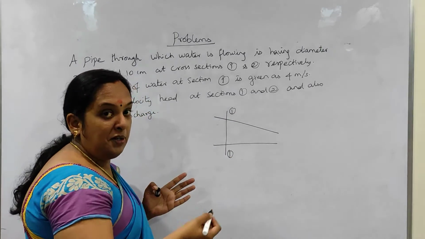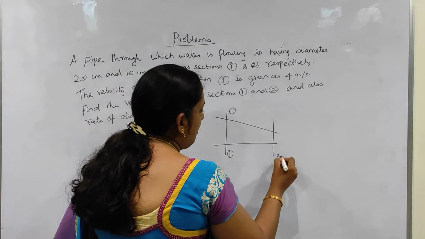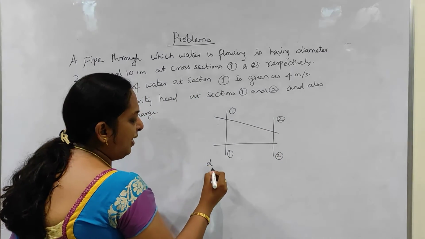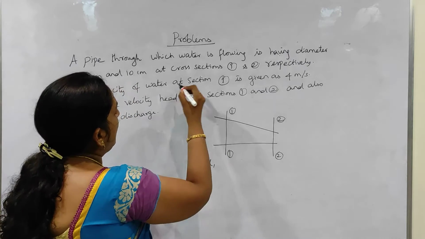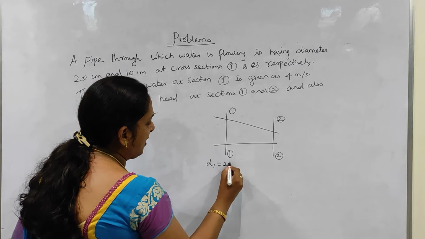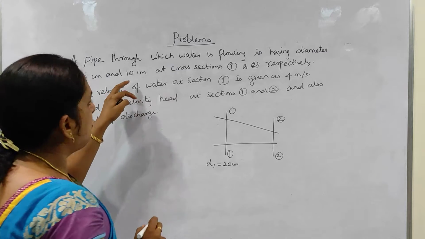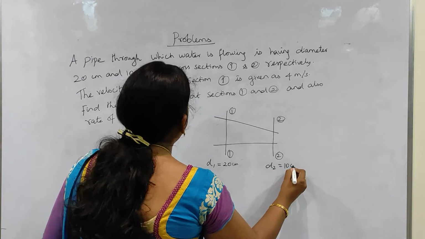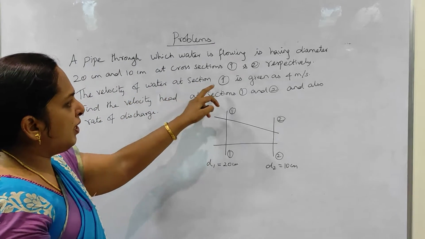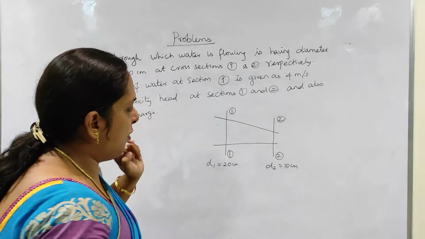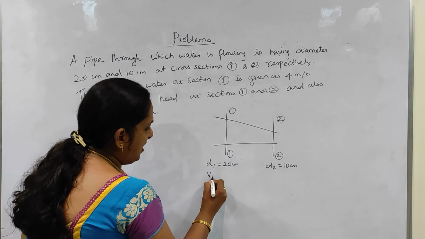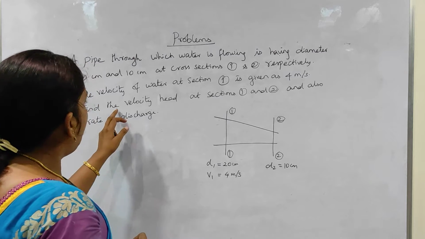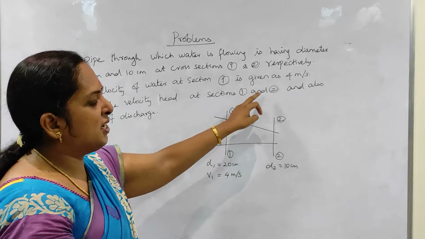This is how we do it with the continuity equation. This is your cross section 2. So at this cross section, what is my diameter? Let it be D1. So the diameter is 20 centimeter, and at cross section 2, my diameter is 10 centimeters. And the velocity of water at section 1 is given as 4 meter per second. So velocity is V1, it is 4 meter per second. Find the velocity head at section 1 and 2.